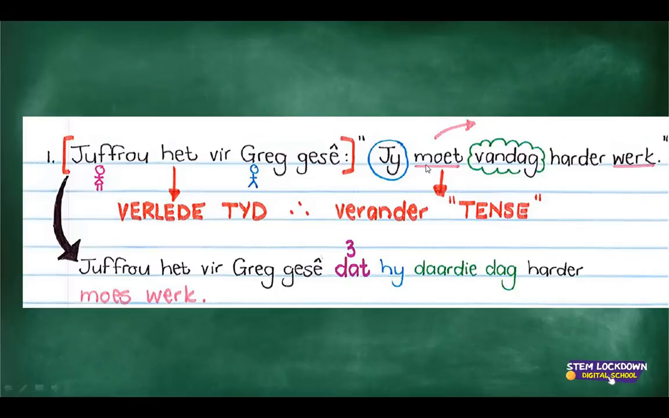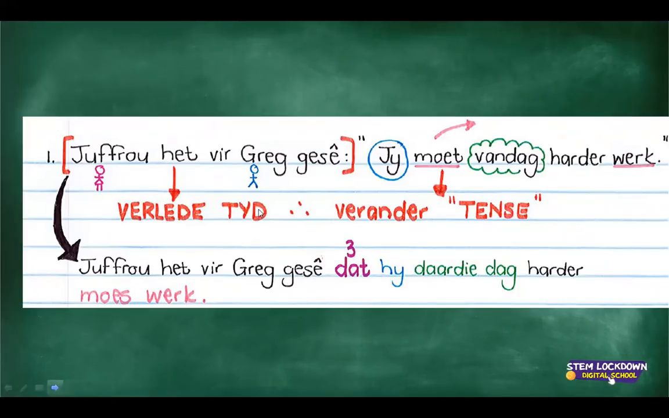Okay, so kom ons kyk, it's a normal statement. I've got my pronoun, I get my werkwoorde. You know, hier het ek my adverb of time, my bywoord van tyd. Juffrou het vir Greg gesê, dat, group 3, hy daar die dag harder moes werk. Okay, I've also not actually seen them ask in past papers the changing of the tense, but now we've done it. Okay, so that, group 3, I've changed my pronoun, I've changed my adverb of time, and I've remembered to put this in the past tense because my introductory sentence was in the past.